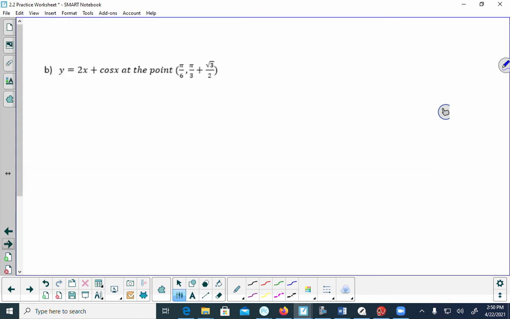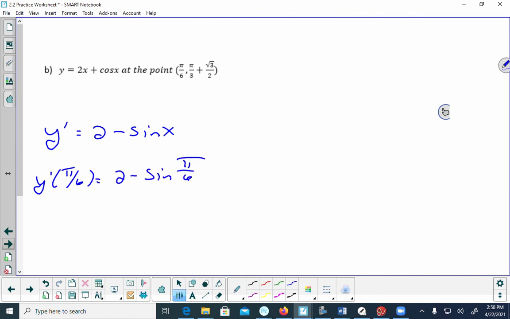B, same thing. I'm going to find the derivative. So the derivative is going to be 2 minus the sine of x. And now I want to find the derivative at pi over 6. So I'm going to have 2 minus the sine of pi over 6. While the sine of pi over 6 is 1/2, so I end up with a slope of 3/2.